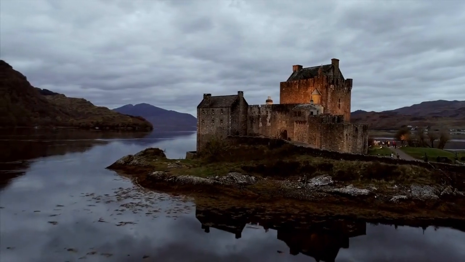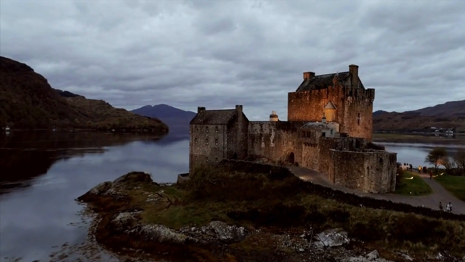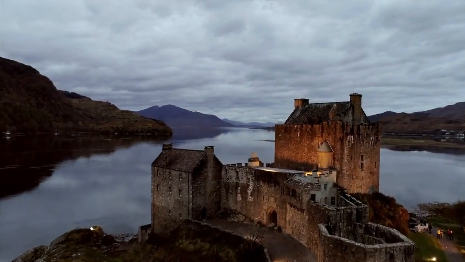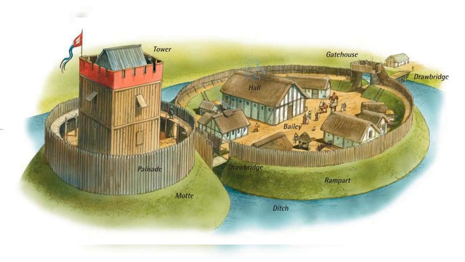There were many different types of castles, but the most common were motte and bailey castles, stone keep castles, concentric castles, and fortified manor houses. Motte and bailey castles were the earliest form of castle and consisted of a raised mound or motte, topped with a wooden or stone keep, and surrounded by a walled courtyard or bailey.